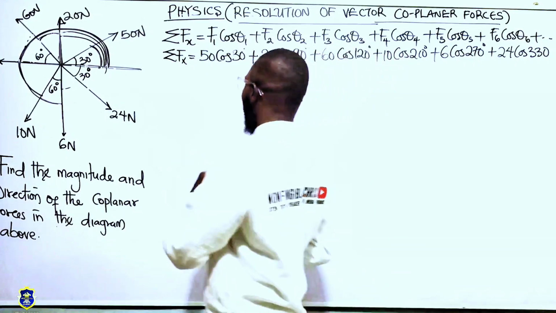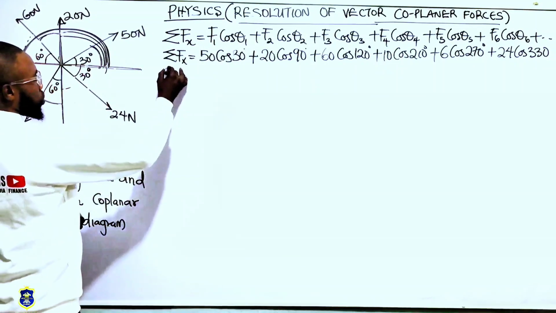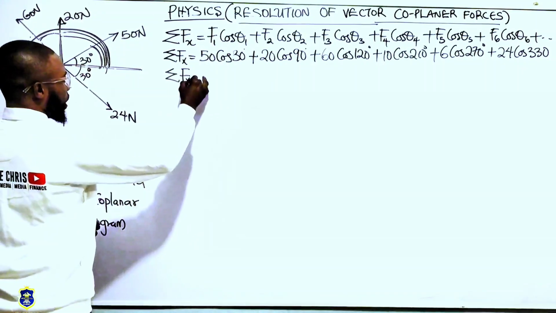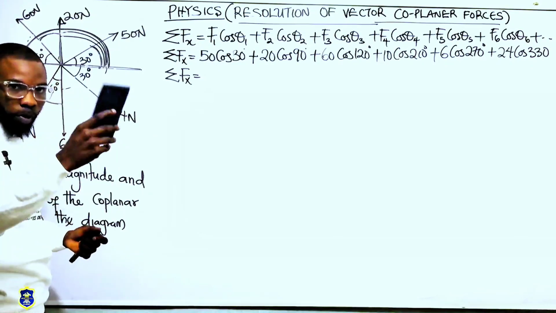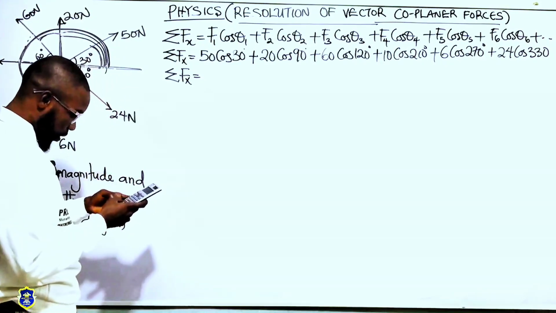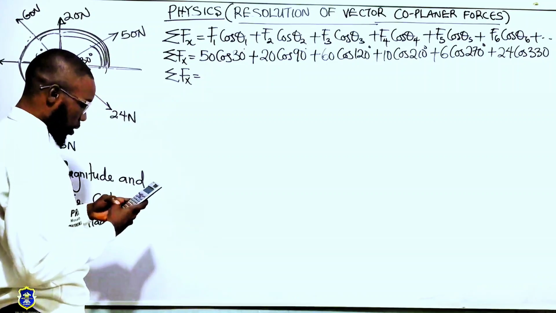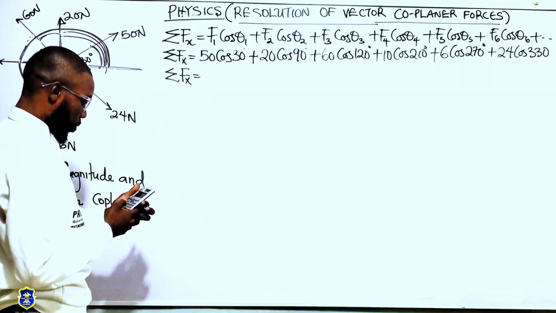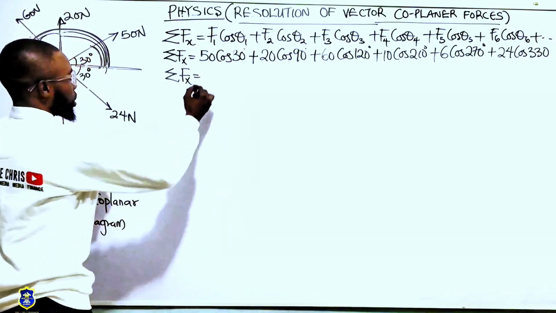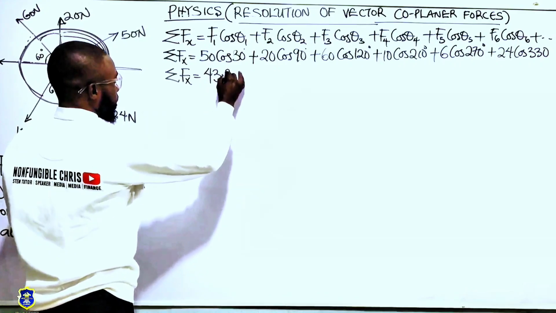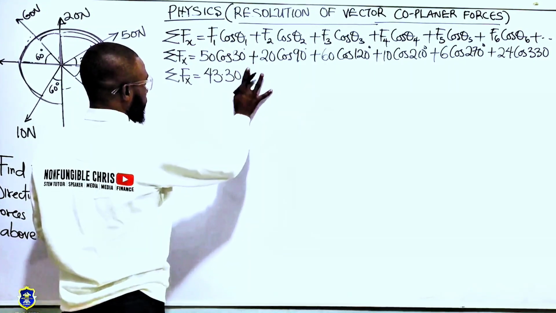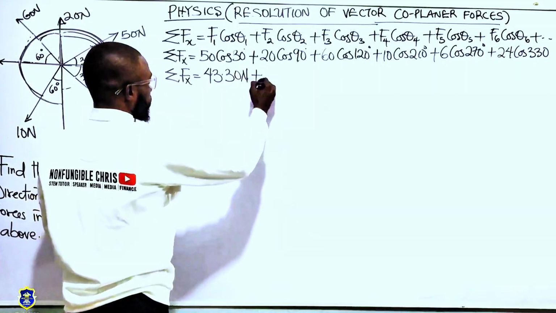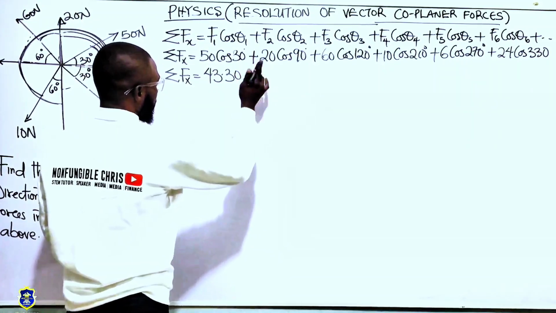Right? So let's try and add this first. Let's see what we get. So our ΣFx is going to be 50 cos 30. What's that going to give us? Here on my calculator, 50 cos 30 gives us 43.30 newtons. Or we'll just add the newtons at the end. Let's just get the values.